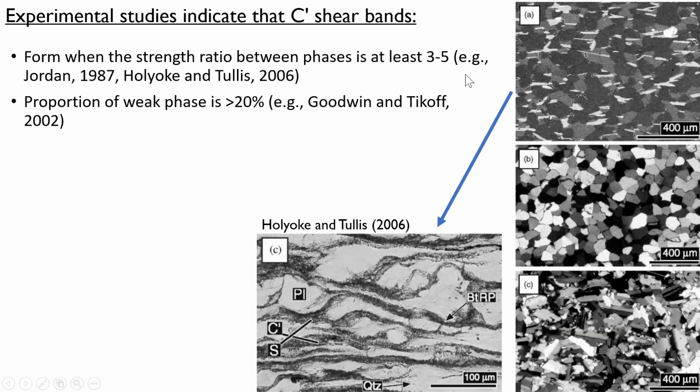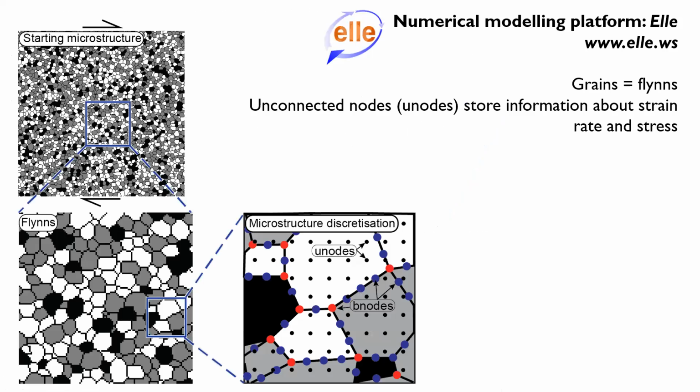So it seems like these two factors, the strength ratio between different minerals and the proportion of the weak phase, are really two important factors that determine whether or not C' shear bands form. So I decided to focus on those two factors and manipulate them to see how and why C' shear bands develop. So I used the numerical modeling platform L, and you can find out more about L at this website here. And I started off with a microstructure that looked like this, but with different proportions of the minerals.